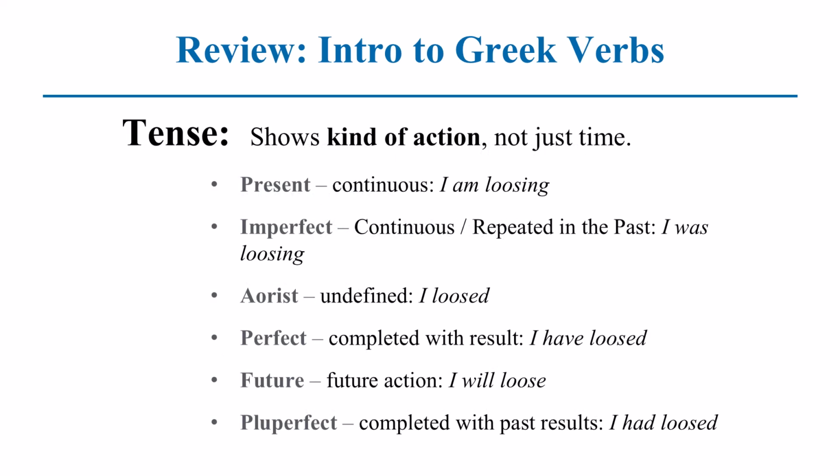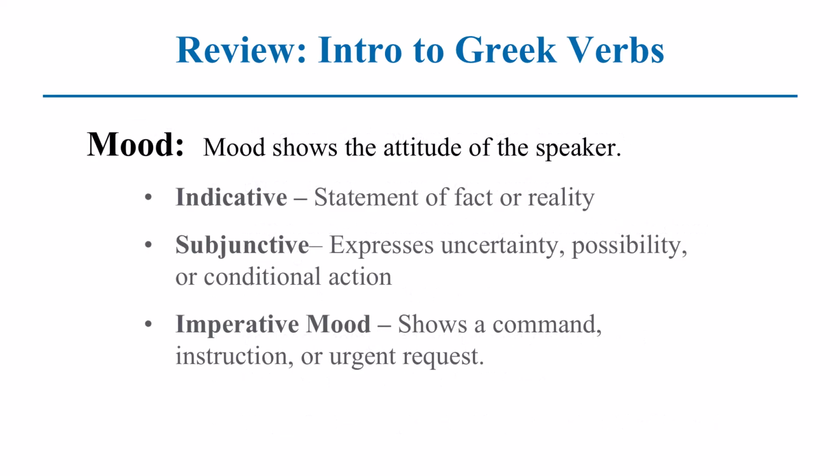We also looked at tense, and we said tense refers to the kind of action, not just the time. And we said there are 6 tenses in the Greek. We have present tense, imperfect tense, aorist tense, perfect tense, future tense, pluperfect tense. And lastly, among the things that the verb ending tells you, it tells you the mood of the verb. And we said mood shows the attitude of the speaker. We said there are 3 kinds of mood. There is indicative mood, subjunctive mood, and imperative mood.